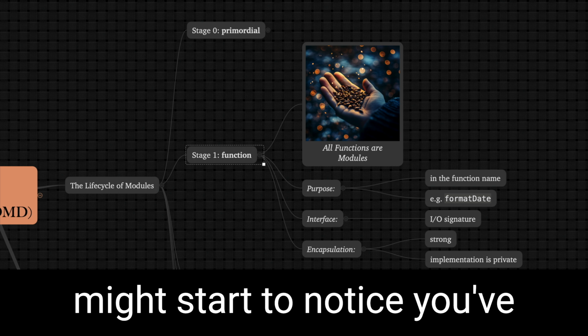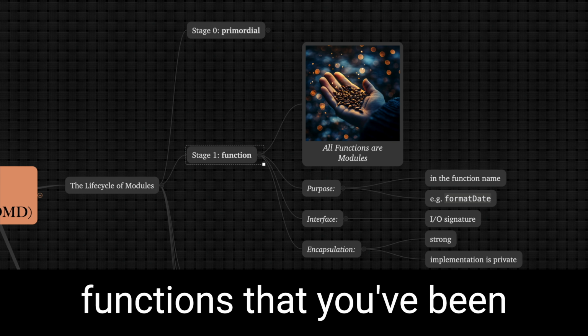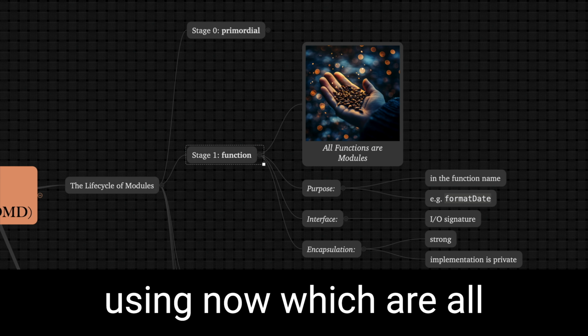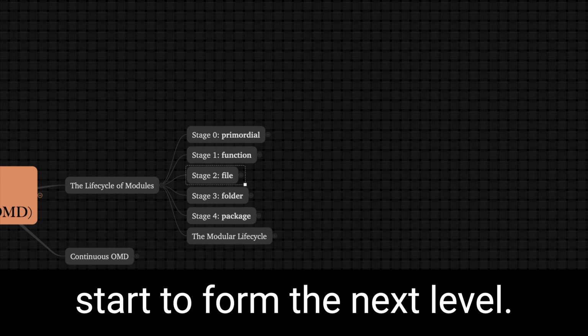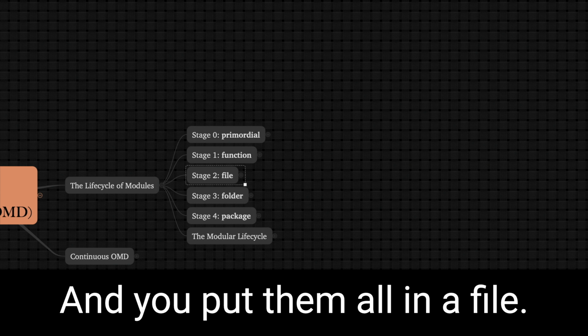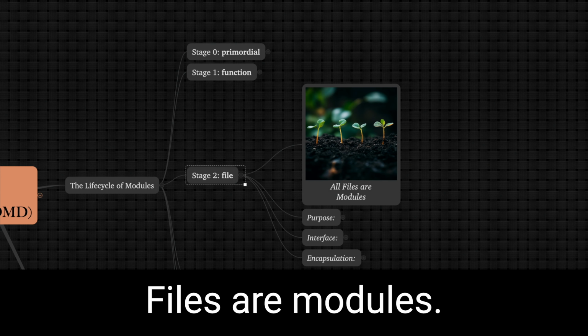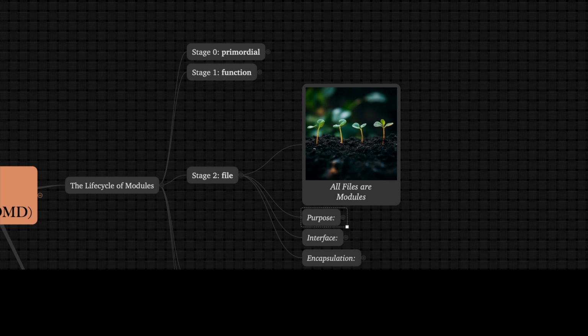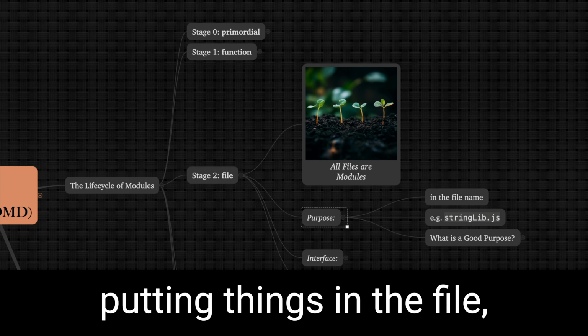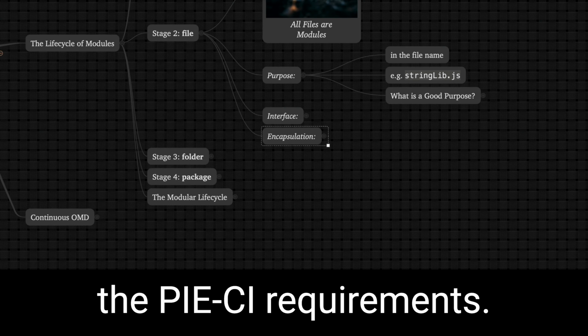And now you might start to notice you've got several different little functions that you've been using now, which are all string related. So you put them all together and you start to form the next level, and you put them all in a file. Files are modules. All functions are modules. All files are modules. And again, as you're putting things in the file, you're going to be applying the PyCI requirements.